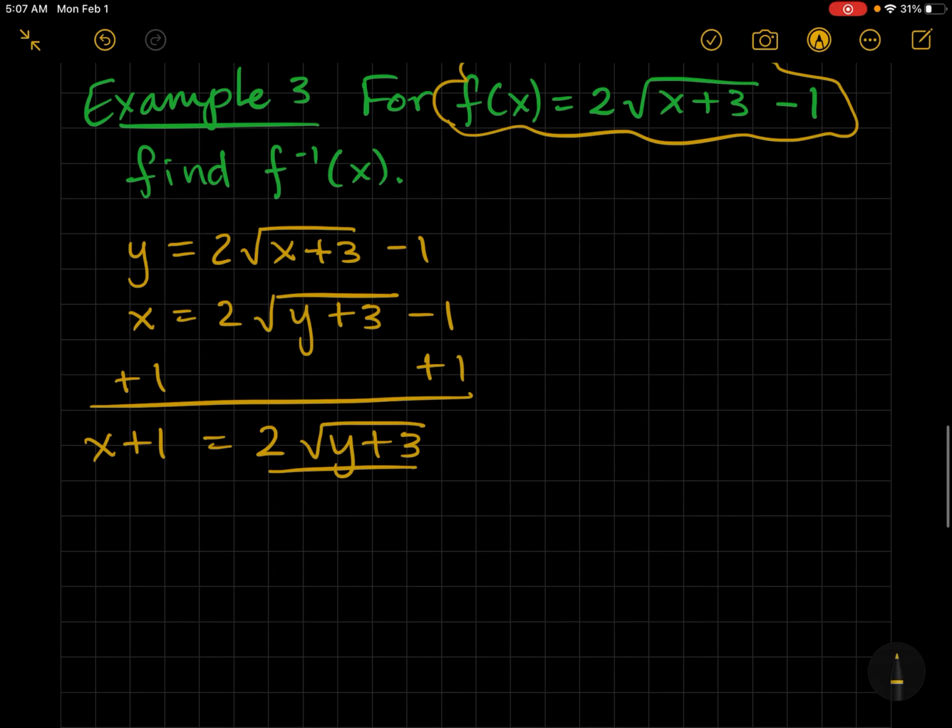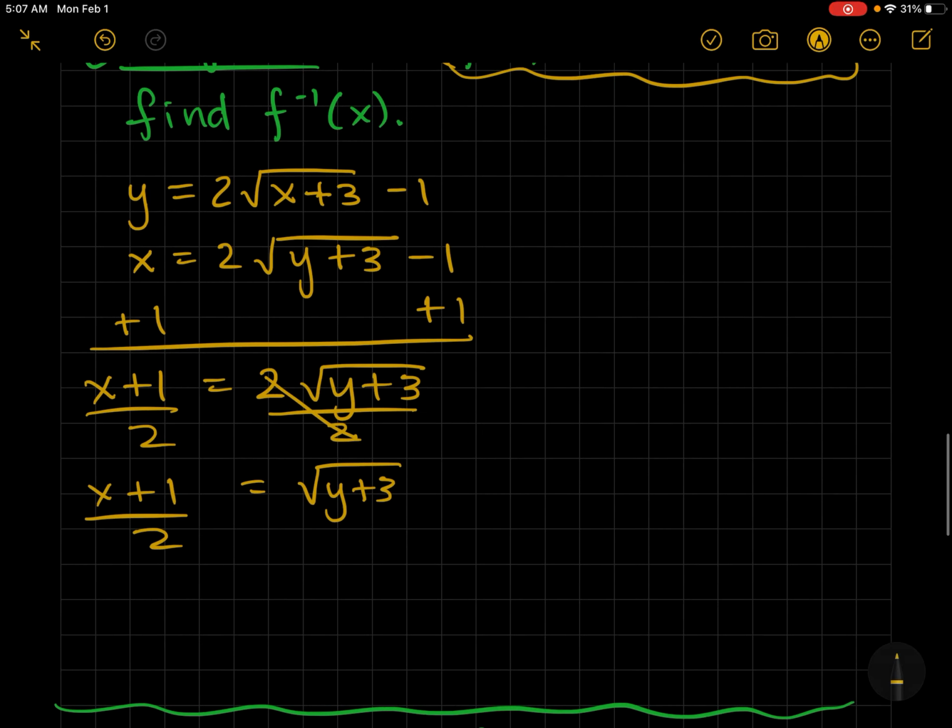Next, I'm going to divide by 2. And now, how do we get rid of the square root? We square both sides. And we want to be very careful. The square and the square root cancel out. So over here, we just have y plus 3. And over here, be careful.